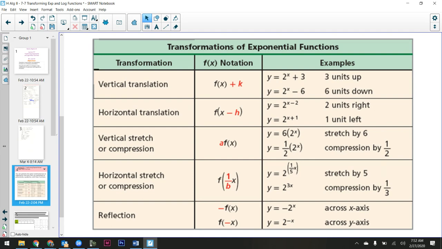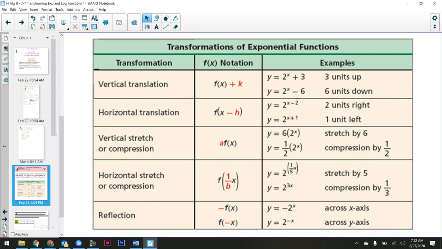So adding or subtracting outside is a vertical shift, up or down, depending on whether it's a plus or minus. Horizontal translation, that's moving left or right, correct? So that means it's happening inside. If it's f of x minus h, that's happening inside the exponent or inside the logarithm. So that's why you see the plus or minus up in the exponent. It will also be inside the logarithm. Log of x plus 1, all in parentheses, would be a shift to the left 1 unit.